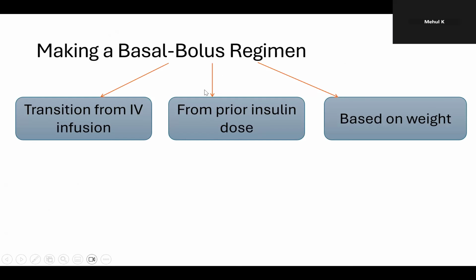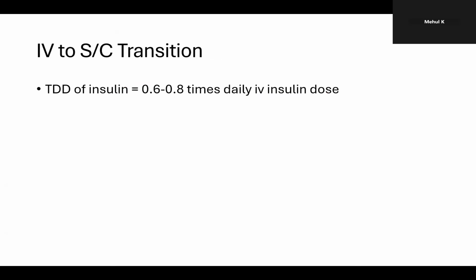So coming to making a basal bolus regimen, there are three scenarios where you're actually going to start a basal bolus regimen. One is the patient is going to be transitioned from an IV infusion, for example, if the patient was on an IV infusion for severe uncontrolled blood sugars or DKA, etc. Second, the patient has a known prior insulin dose, and you have good history and good documentation that this was the dose the patient was regularly taking before they came to the hospital. And the third option, which is what I had already described, is based on the weight.